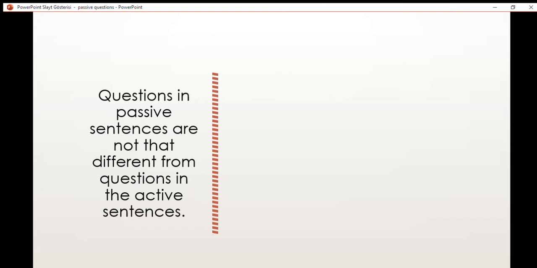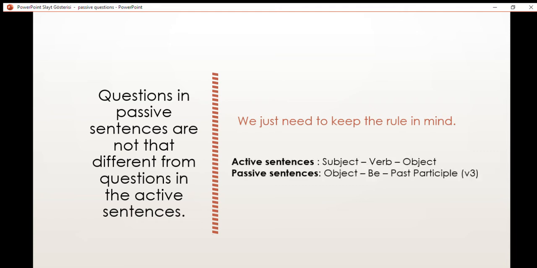Now, questions in passive sentences are not very different from the active sentences. But how? If we keep the rule in our minds, it's easy to make passive questions. What do I mean? The rule is, in active positive or negative sentences, not question sentences, we put the subject in the beginning, verb after that, and the object at the end.